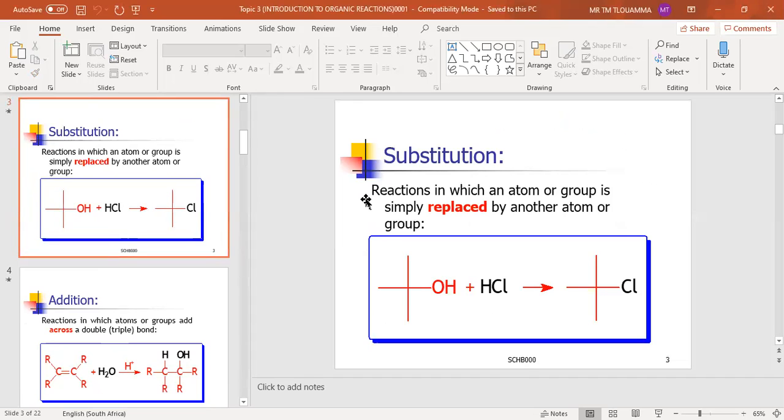Under the substitution, this is the chemical reaction in which an atom or a group is simply replaced by another atom or group. An atom or a group is simply replaced by another atom or a group.